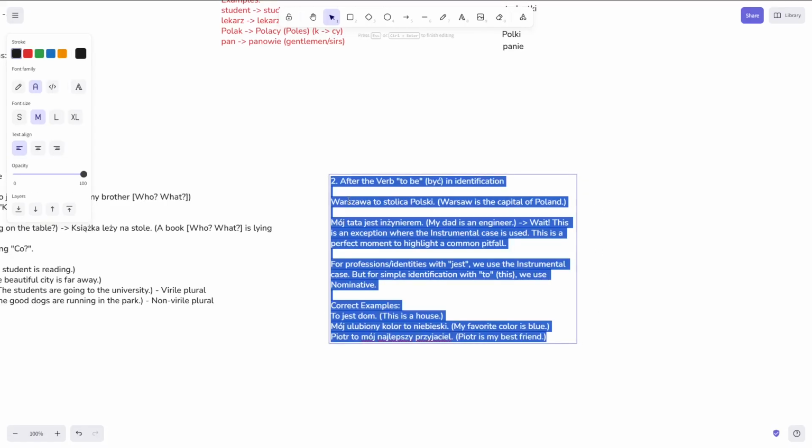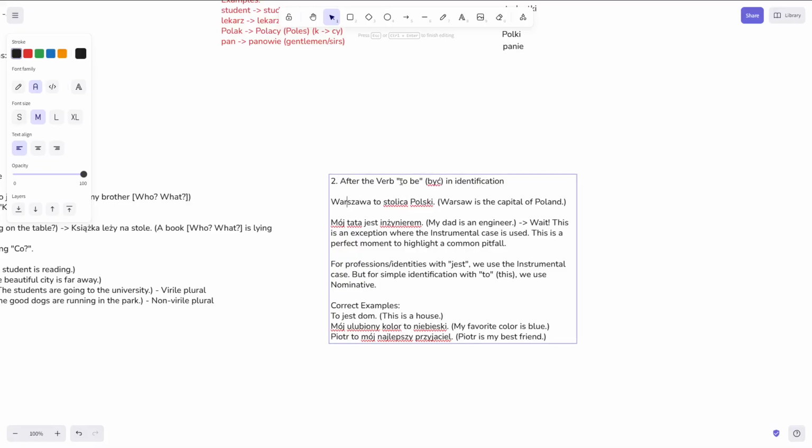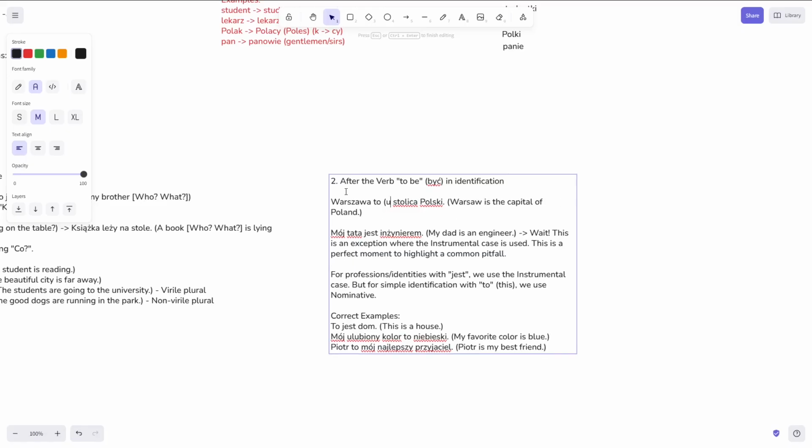Now, important thing, this thing is actually not considered a sentence in Polish. It is considered grammatically valid. It is grammatically valid, okay? And people say this kind of thing all the time, but it is not an actual sentence. Why is it not? Well, because to in Polish directly means it, or this.